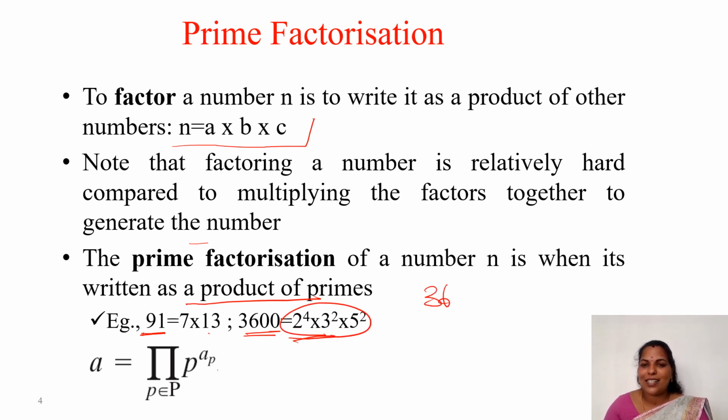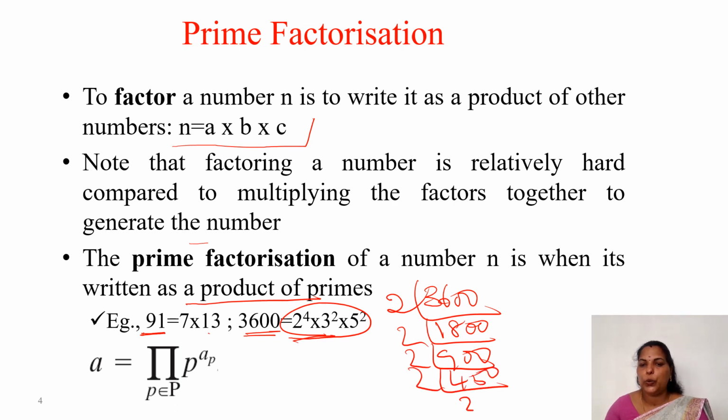In earlier school days we used to write like this: 2, we can divide by 2, so we get 1800. Then dividing by 2 again we get 900, again 2 we get 450, again 2 we get 225, and then 5. Then we go to 3. Likewise it goes on up to 1. So we can write the factors as 2 power 4 into 3 square into 5 square. So it is also a product of prime numbers only. The general representation for prime factorization is a equals the product over p belonging to P of p power a_p.